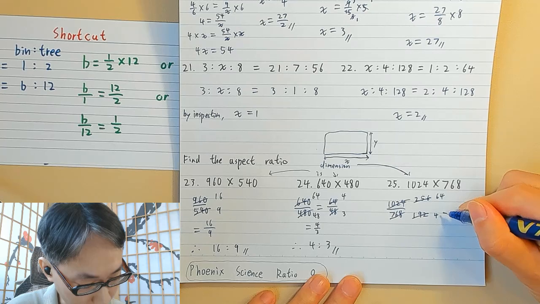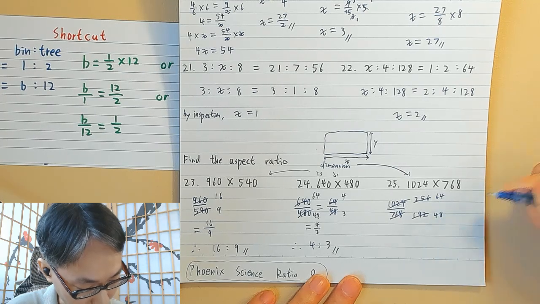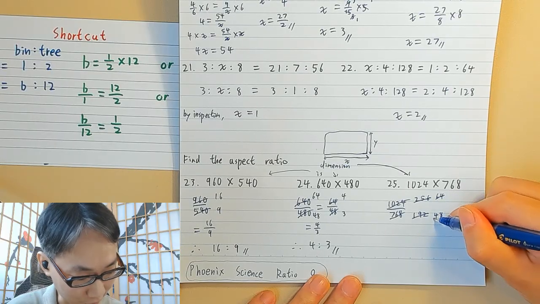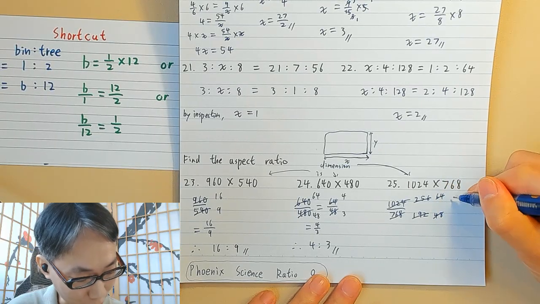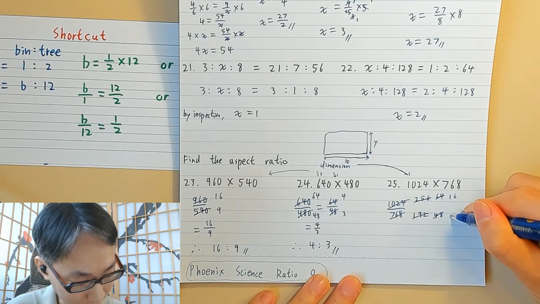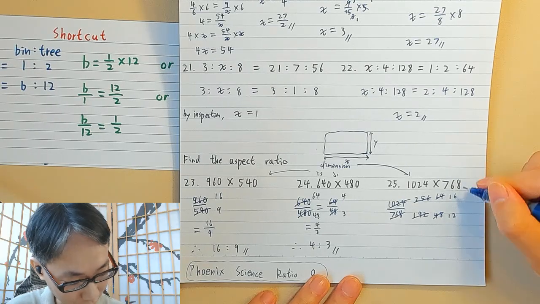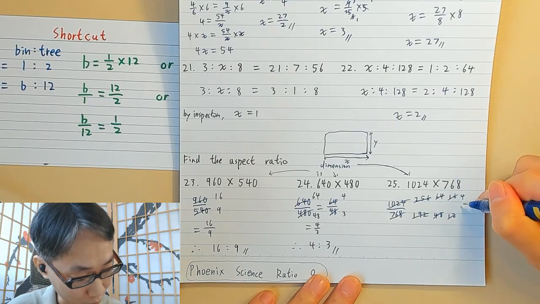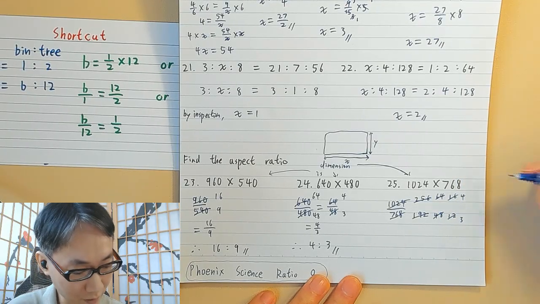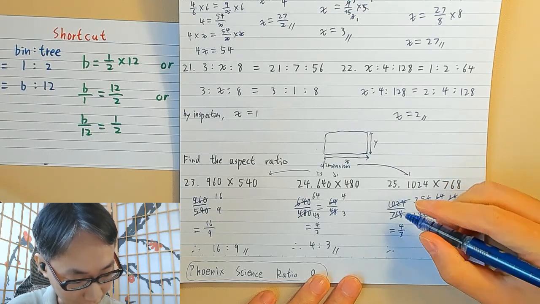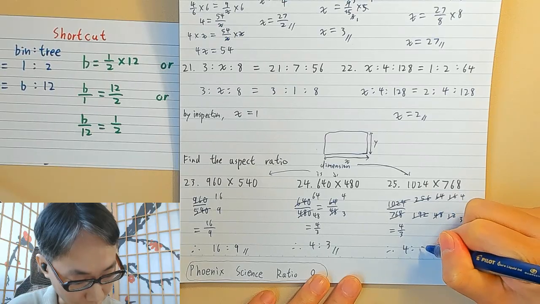48. We can still divide by 4. So 64 divided by 4 will be 16, and 48 divided by 4 is 12. Can still be divided by 4. 16 divided by 4 is 4, 12 divided by 4 is 3. It is actually 4 over 3, which means the aspect ratio is 4 to 3.